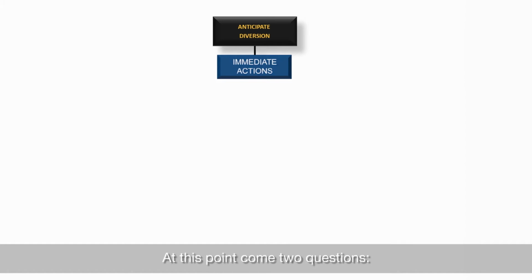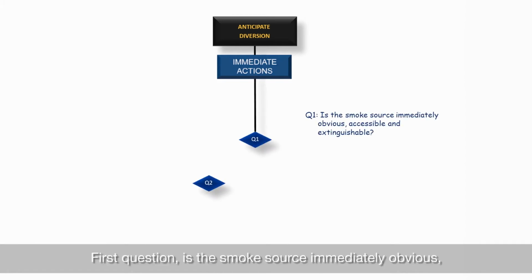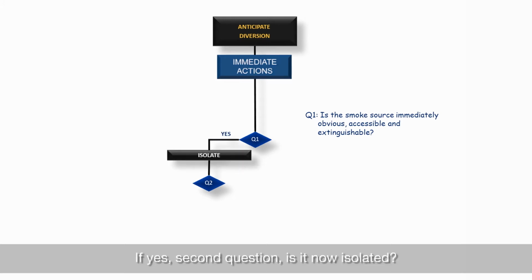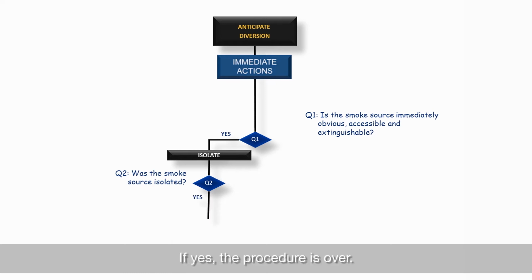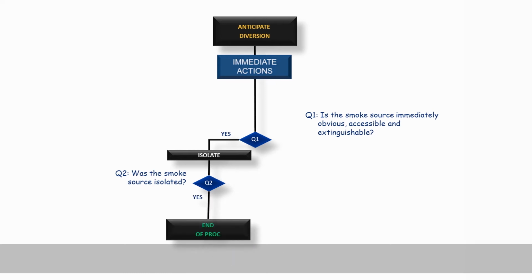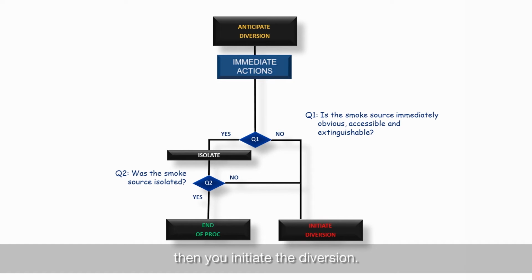At this point come two questions. First question, is the smoke source immediately obvious, accessible, and extinguishable? If yes, second question, is it now isolated? If yes, the procedure is over. But if no is the answer to either of these two questions, then you initiate the diversion.